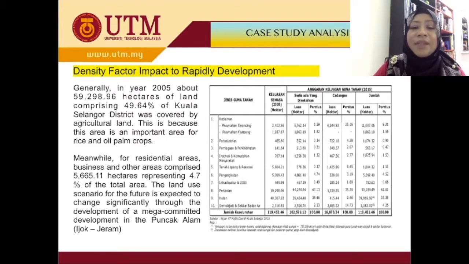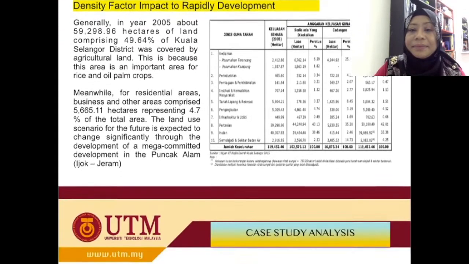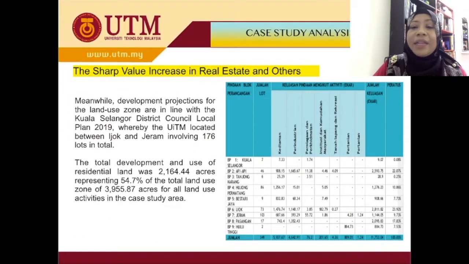Meanwhile, the residential, business and other areas comprise 5,066 hectares, representing 4.7% of the total area. This is the land use scenario for the future, for the expected changes and the development of the mega projects committed by the development in the Puncak Alam area. In the chart below, we can see the sharp value increase in the real estate and others segment.